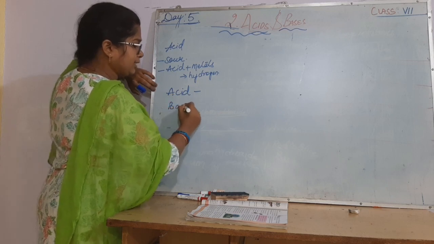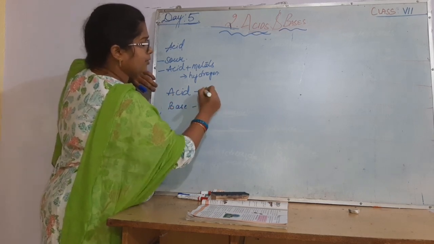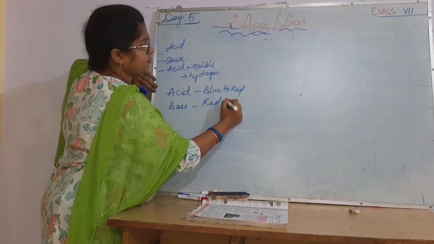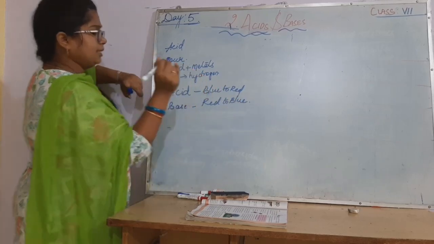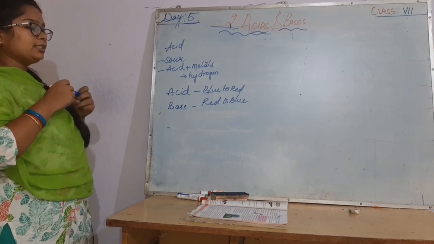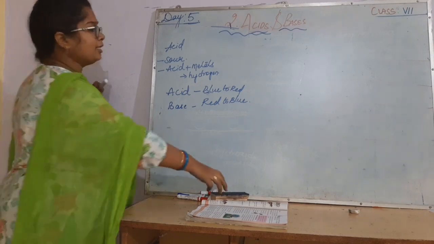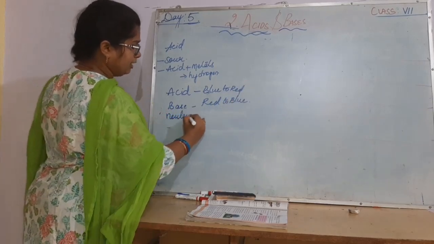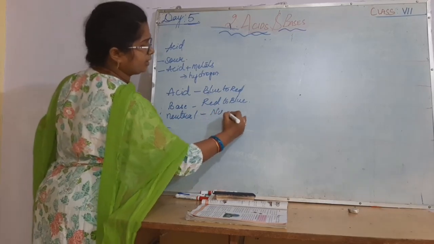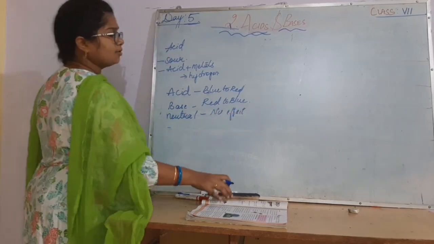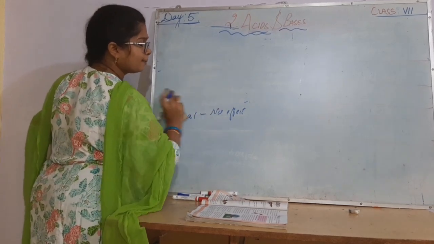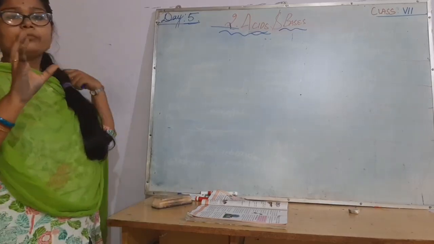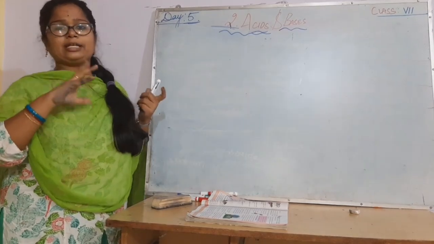So acids and bases show opposite nature. Acids will turn blue to red, and bases will turn red to blue. Got it? And neutral solutions will have no effect with any indicators. Shall I ask you one question? Can we make a neutralization solution with acids and bases?